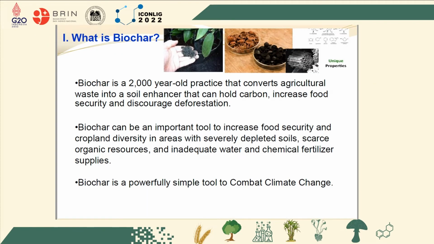Why biochar? Biochar is a 2000-year-old practice that converts agricultural waste to a soil enhancer, which can hold carbon, increase food security, and discourage deforestation. Biochar can be an important tool to increase food security and cropland diversity in areas with severely depleted soil, scarce organic sources, and inadequate water and chemical fertilizer supplies. Also, biochar is a powerful, simple tool to combat climate change.